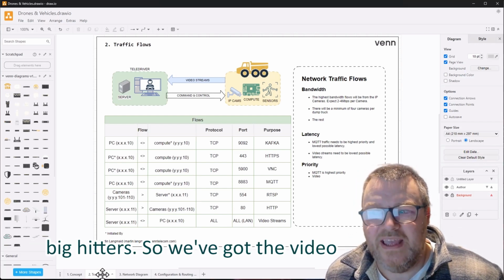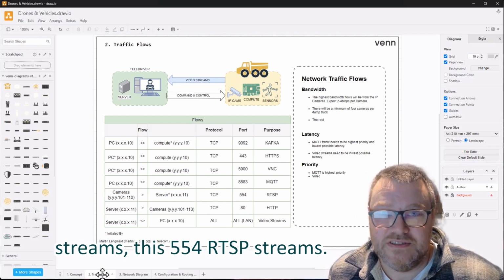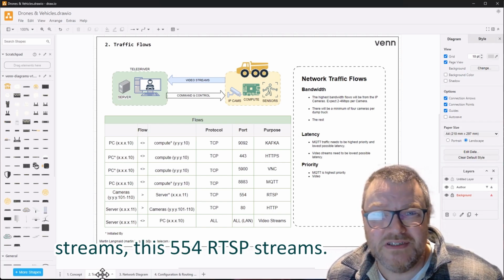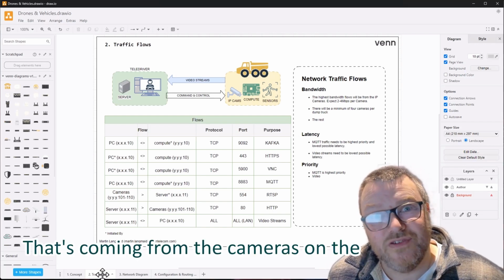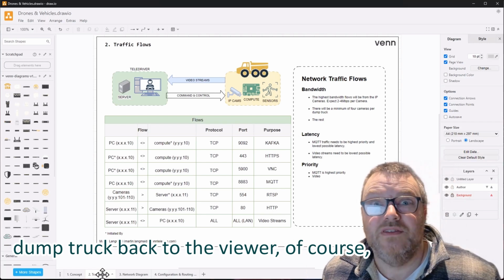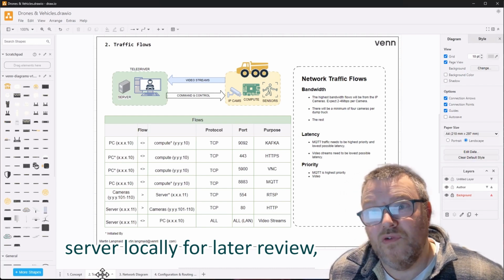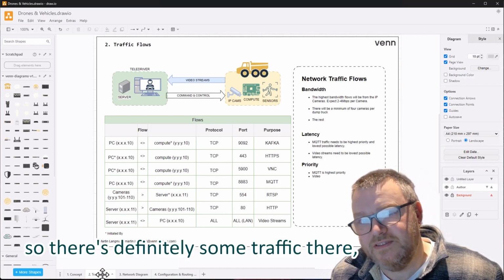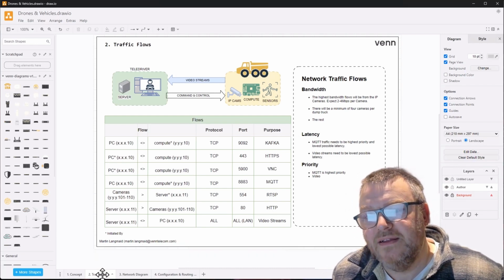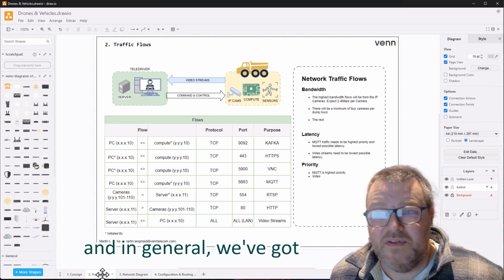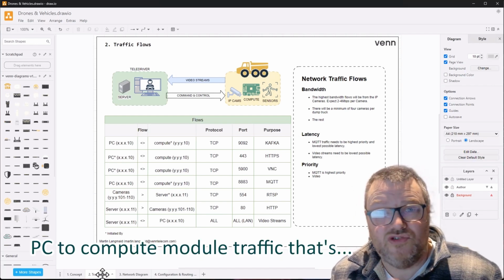And then we've got the big hitters. So we've got the video streams. This is 554 RTSP streams, that's coming from the cameras on the dump truck back to the viewer, of course, but it's also being archived on the server locally for later review. So there's definitely some traffic there. And in general, we've got PC to compute module traffic.